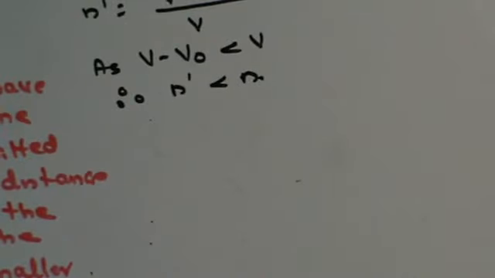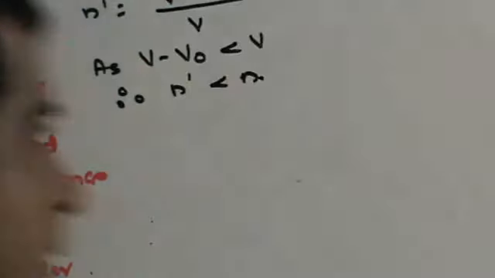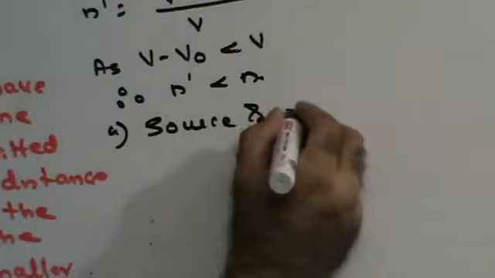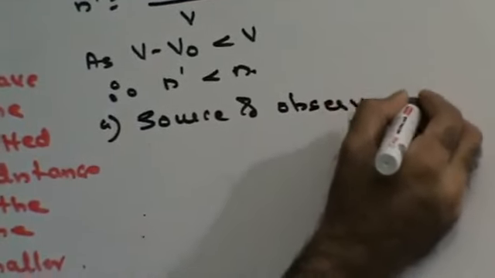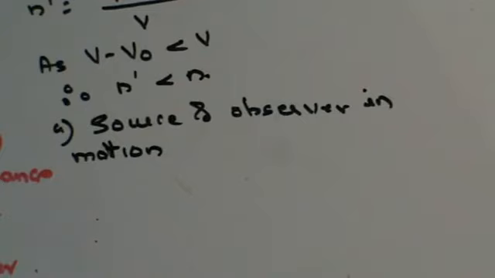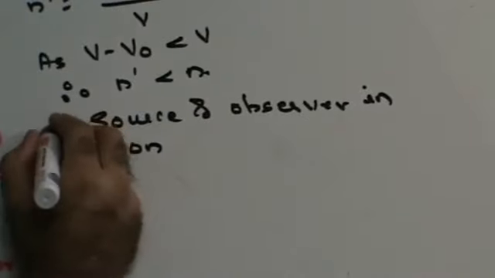Now, let us consider the case that both the source and the observer are in motion. Let's see what would happen if both the source and the observer are in motion. In this case you could have different permutations.